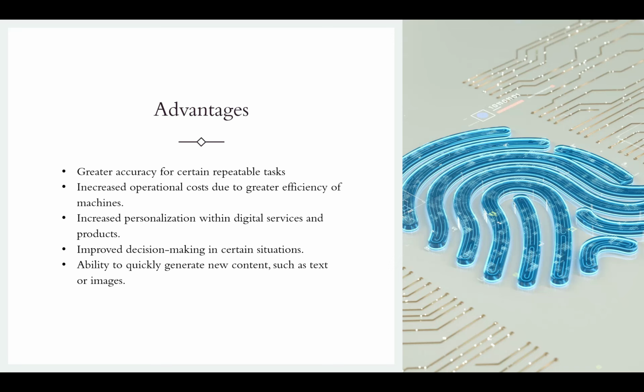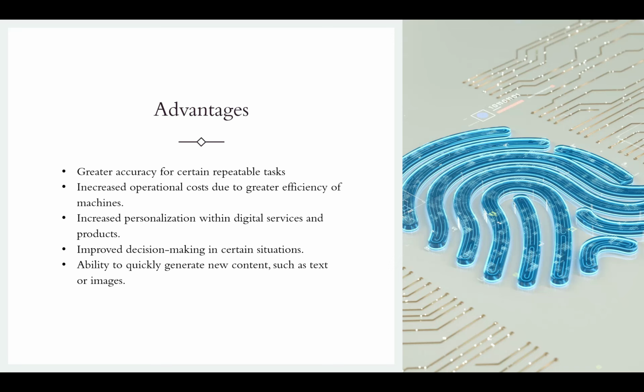Similarly, the operational cost will go down and we will have greater efficiency because we have built the model once, ensure that it is accurate. We can rerun and even give the feedback back to the model and refine it. So that way the operational cost would be lesser, accuracy will be higher. We can do a lot of increased personalization in terms of the services and products that we provide. It can benefit us by having improved decision making in certain situations.